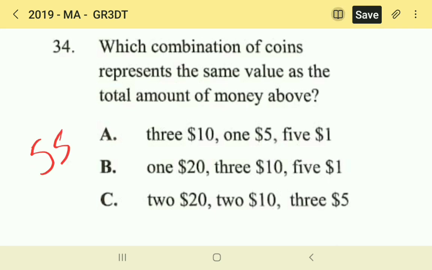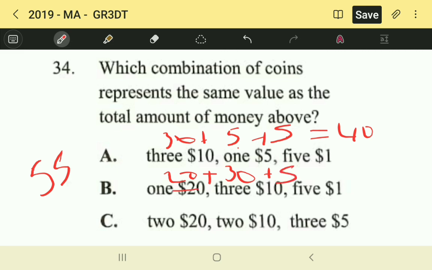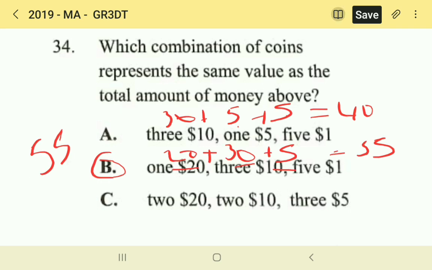So 3 tens are 30. So right here we have 30 plus 1 five is 5, that's 35. Plus 1 more 5, 5 ones are 5. So 30, 35, 40. This is 40. A is 40. Let's look at B. 1 $20 is 20. Plus we have 3 $10 coins, which is $30. Plus 5 $1, which is $5. So 20 and 30 is 50. Plus 5 equals 55. Don't need to continue to see. The answer is B, 55.